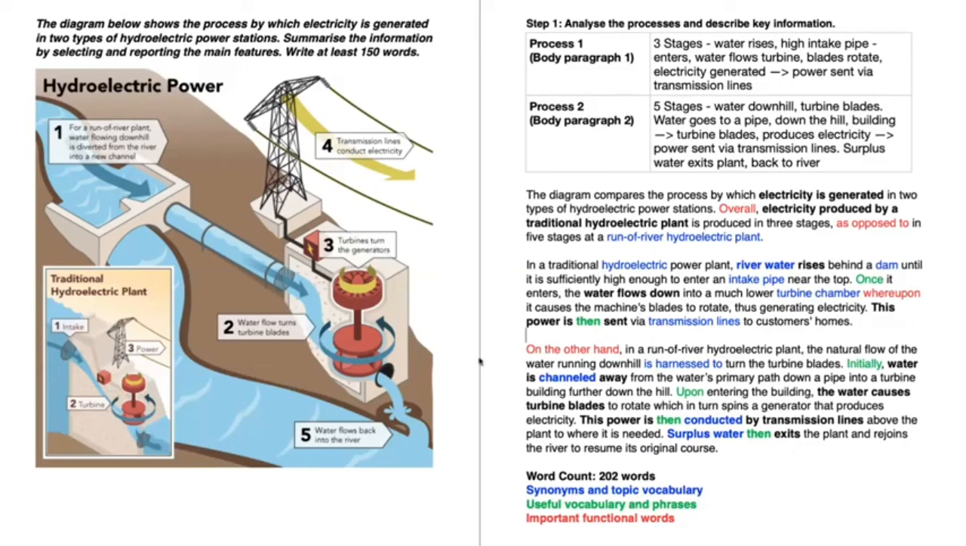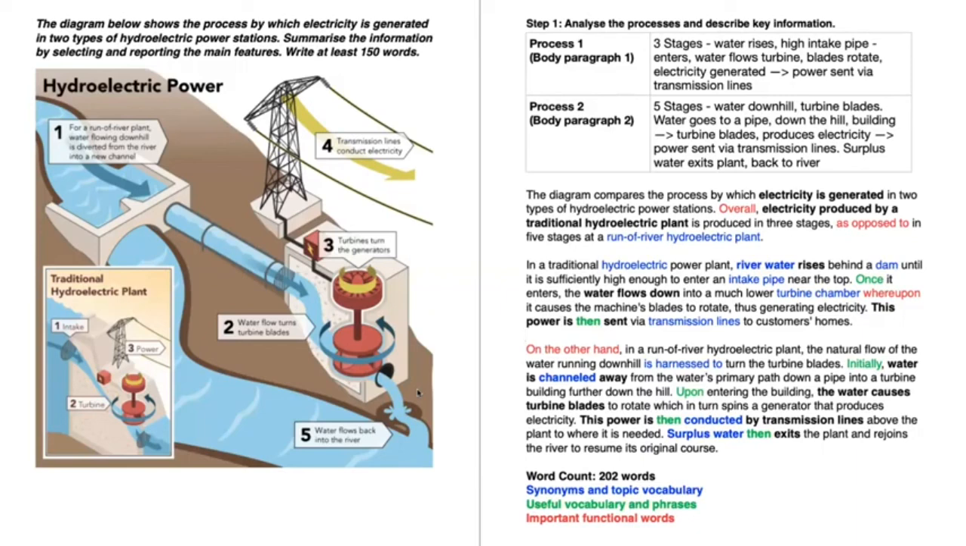Now here, on the other hand, it is a great functional word to show a contrasting idea, or like we have the second process. Initially, upon, then, and then again. These are important sequencing words and phrases. And then we've got our synonym and topic vocabulary. Harnessed, again, is a great verb to use for this type of diagram and process.